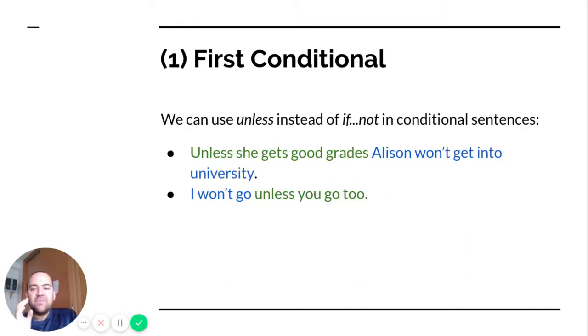Instead of using if not, we can use unless. Unless she gets good grades, Alison won't get into university. Okay, this would be if she doesn't get good grades, Alison won't get into university. In this case, it doesn't really matter. You can use unless or if not. But for example, the next sentence, I won't go unless you go too. I won't go if you don't go too. If you don't go too, that sounds really awkward. So this is one of those good uses for unless. I won't go unless you go too. Okay?